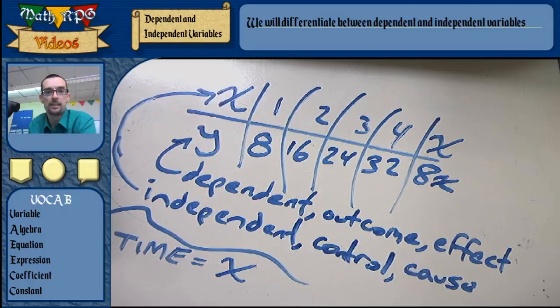Time just happens, right? I can't cause time to stop. I can't cause time to go faster. I can't cause time to go slower. Time just happens. It doesn't depend on anything. But time does cause a lot of other things to happen. Lots of things happen because they get older. People get sick because they get older. People get smarter because they get older. People get taller because they get older. A ball drops because time's passing by. It falls down because time keeps going on. So time causes a lot of things to happen. So it's the X, it's the control.